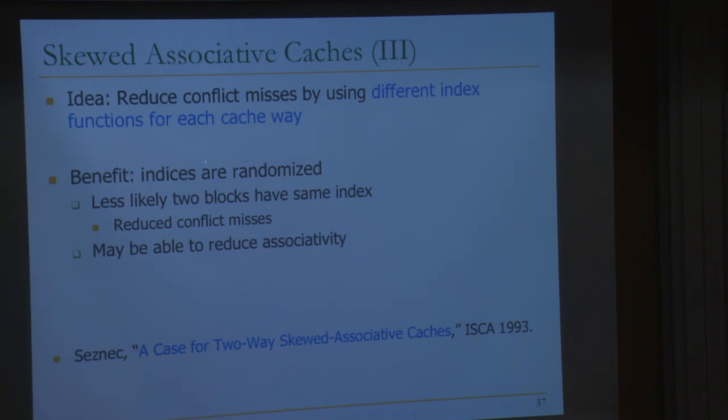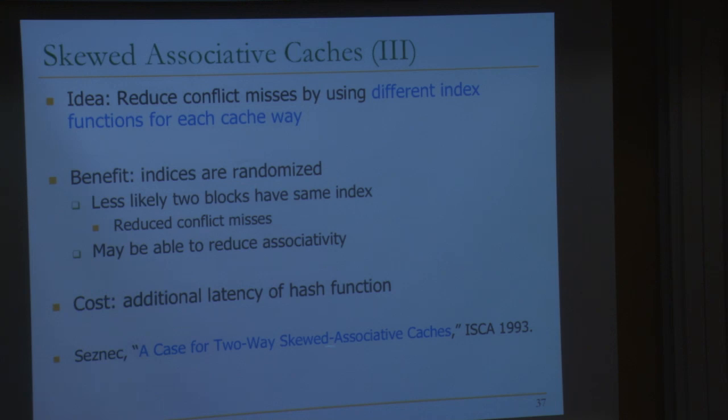Now, indices are randomized. It's another way of randomizing the index, right? Less likely that two blocks will have the same index. And this way, you may be able to reduce the associativity. Now, the downside, of course, is additional latency of the hash function. This is very similar to having all addresses go through the same hash function, but you're doing it differently for different ways. In fact, it's more flexible than the particular hashing that I described earlier, because that enables more randomization in your cache. Okay, and this paper describes that idea.